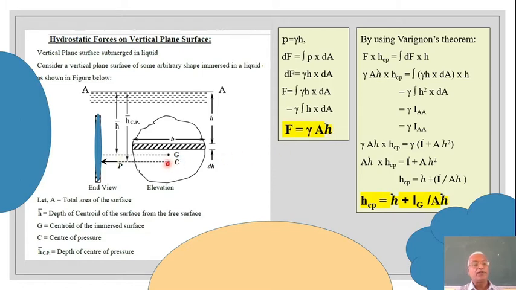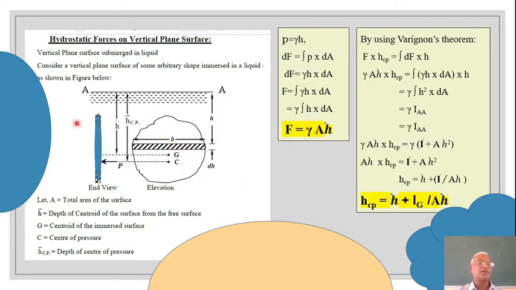If you want the depth of the center of pressure, HCP, you have gone through all this. This is equal to H bar plus some additional distance given by IG by A H bar, in vertical surfaces, vertically immersed surfaces.